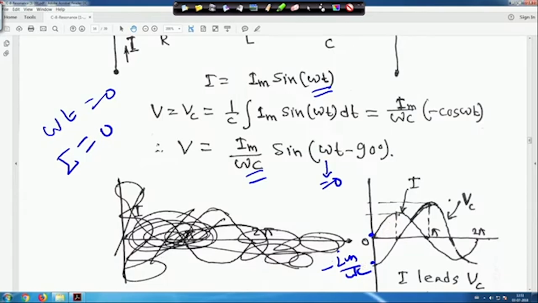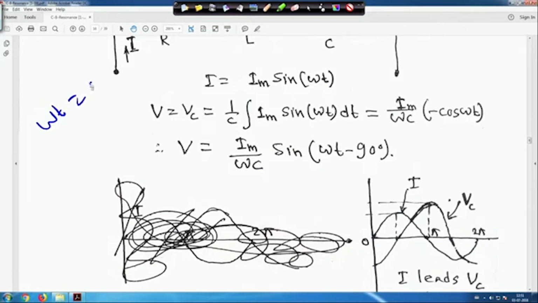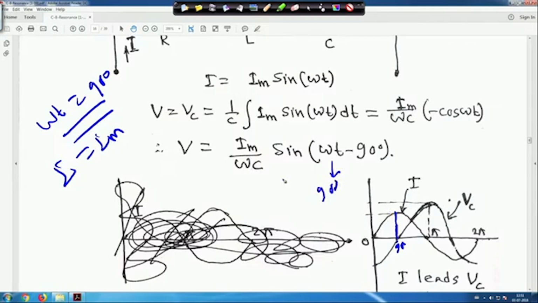When the current is reaching its peak, this angle is 90 degree. So when omega t is equal to 90 degree, I is equal to I m. But when omega t is equal to 90 degree, V is equal to 0, because this is the curve for V. So the current is reaching its peak faster than the voltage. This current is leading the voltage by 90 degree, which we can make out easily from this. Therefore, it is written that I leads VC by an angle of 90 degree.